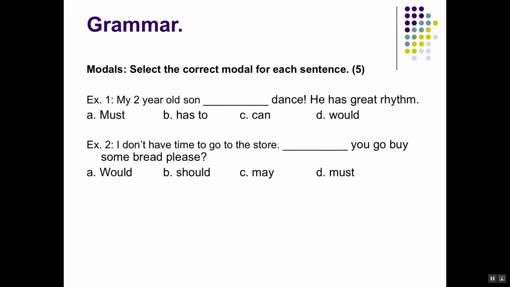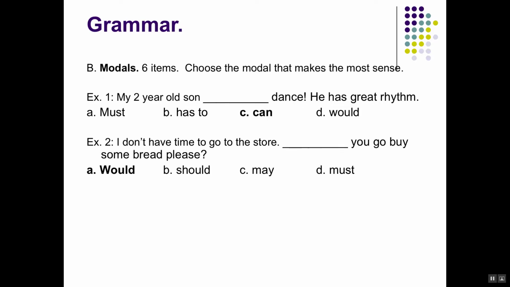The next section of grammar will be about modals, and you'll need to select the correct modal for each sentence. There are 5 items like this for 5 points. Again, you can pause now and try to do these yourself, and on the next slide, it will show you the answers in bold. Here are the answers. You can check and see if you got them correct.